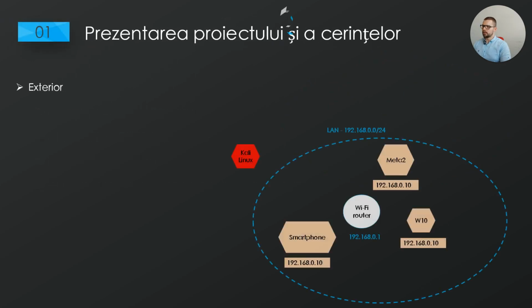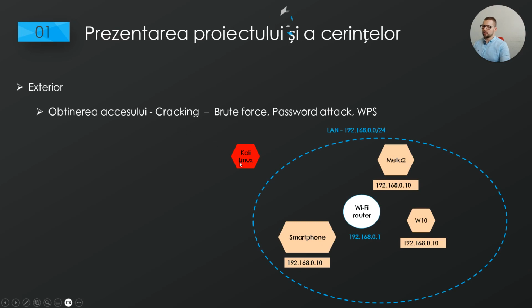Now, from the exterior, as I mentioned, we want to breach inwards with Kali Linux. So we will try to crack authentication passwords with brute force or a dictionary password attack. And also we will try to exploit WPS, an option in the router which comes from Wi-Fi Protected Setup. I will detail it a bit more when we launch that attack. Finally, there will be a continuous denial of service attack, preventing users from authenticating. So they will be deauthenticated completely for a time period.